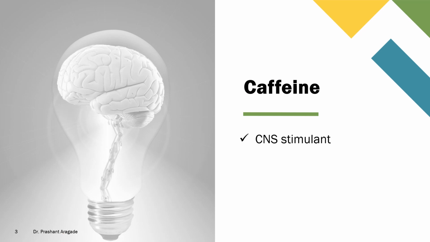Caffeine is used as a central nervous system stimulant. It is a purine alkaloid that occurs naturally in tea and coffee. It is also called trimethylxanthine. So caffeine is also known as trimethylxanthine. It is an example of xanthine derivatives having 3 methyl groups.